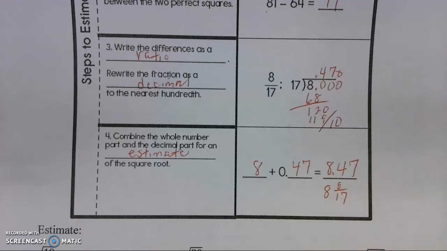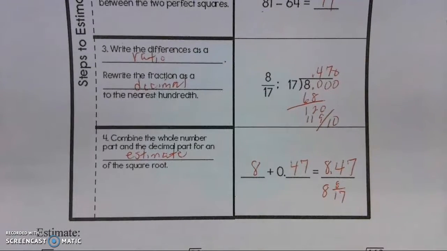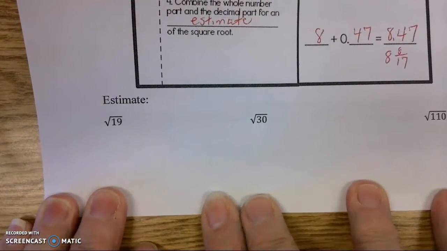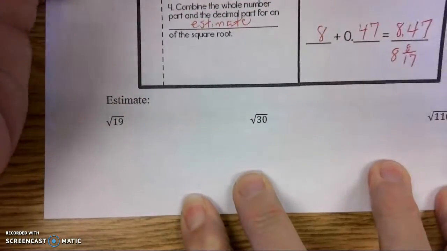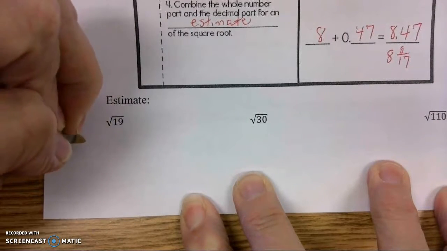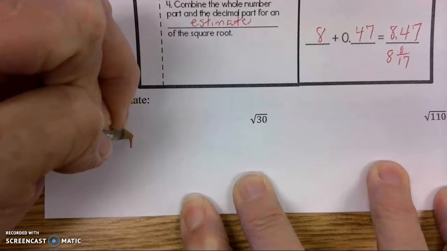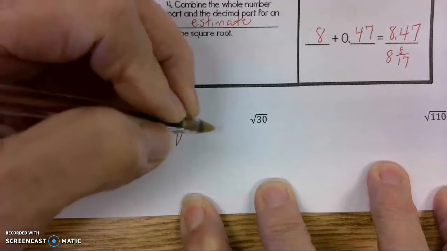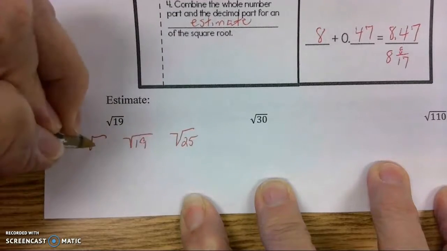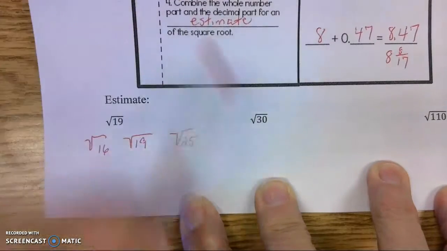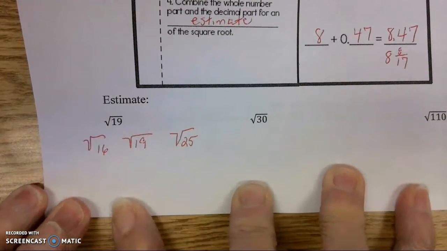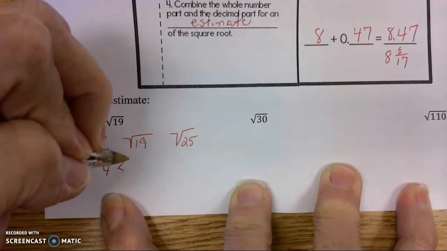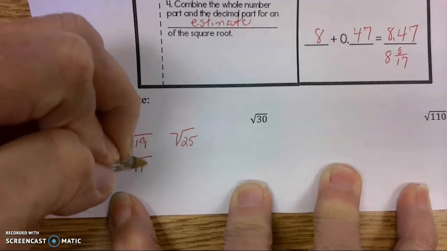Now, if you're confused, just stay with me. We're going to go through here and do 3 examples together. So let's estimate the square root of 19. The first thing I need to do is come up with the 2 perfect squares that the square root of 19 will be between. And that's going to be between the square root of 16 and the square root of 25. Which means that my answer is somewhere between 4 and 5.